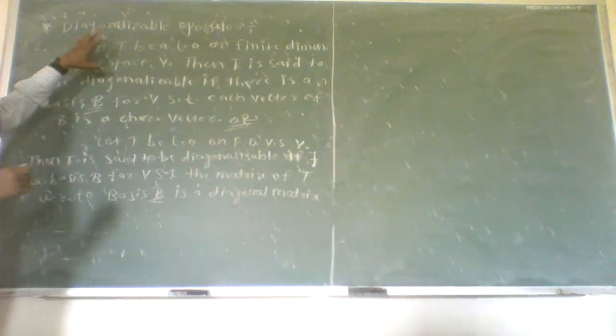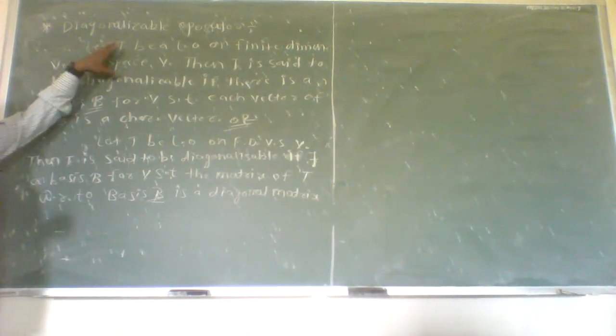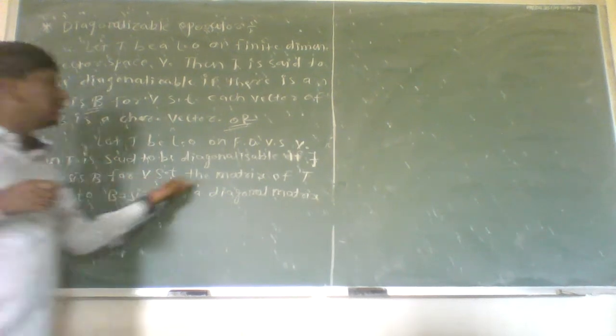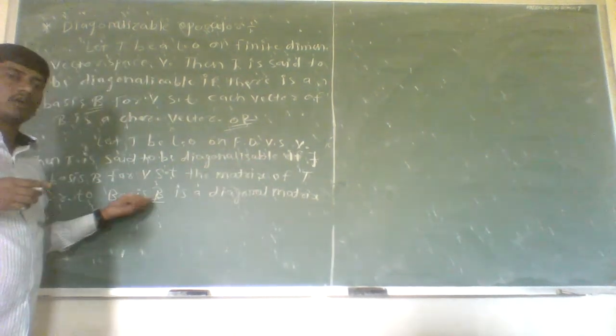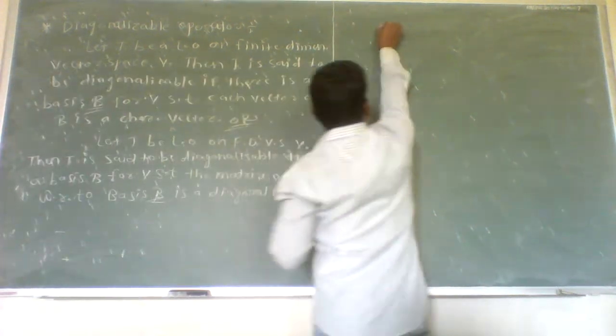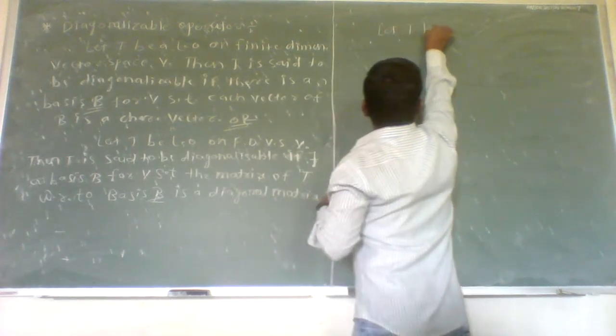Now, whether these two definitions are equivalent, that is, if the given linear operator is a diagonalizable operator, whether its corresponding matrix with respect to the ordered basis B is a diagonal matrix or not. Let us check. Let T be a diagonalizable operator.